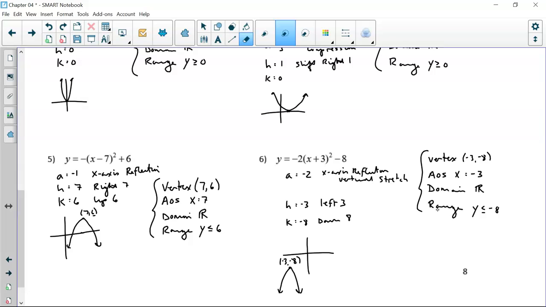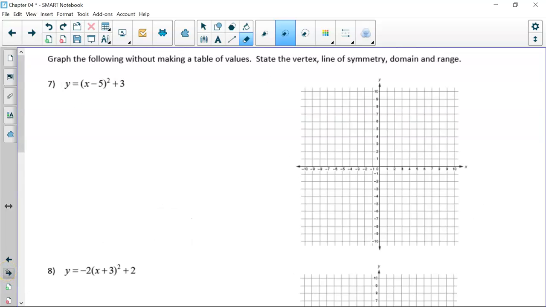Let's go to problem number 7 and number 8. We're going to actually graph these using the same things we've talked about before. So for number 7, I want to list what A is, what H is, and what K is. A is 1. H is a 5. Be careful of your signs. And K is a 3.